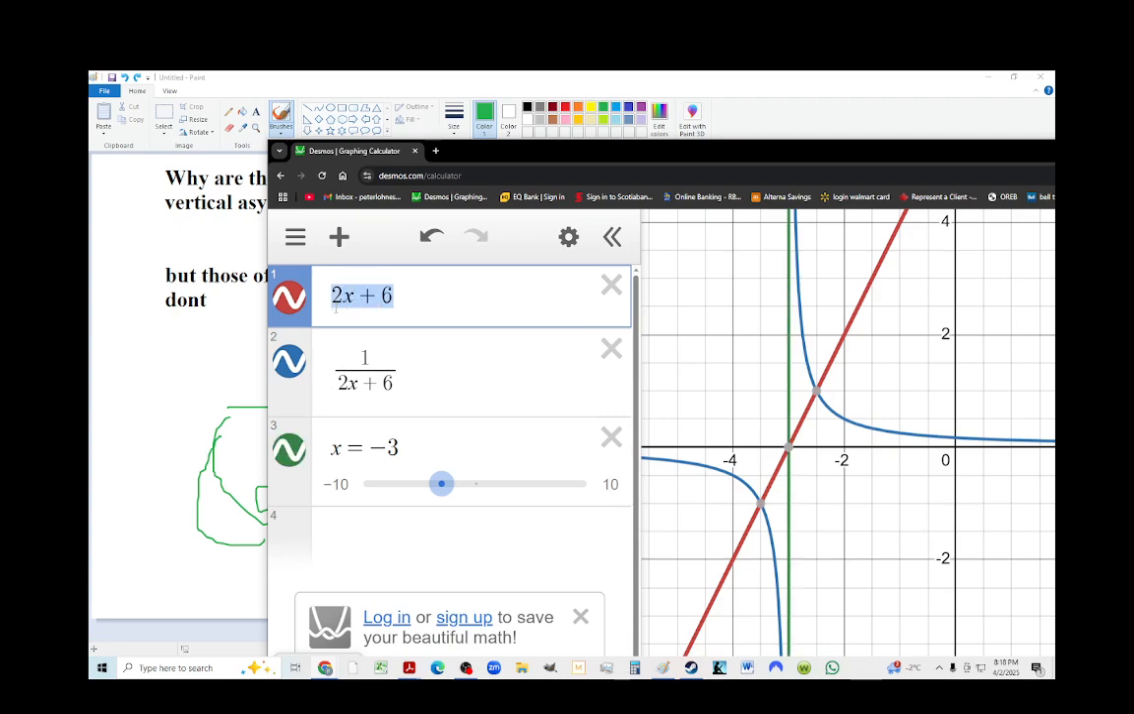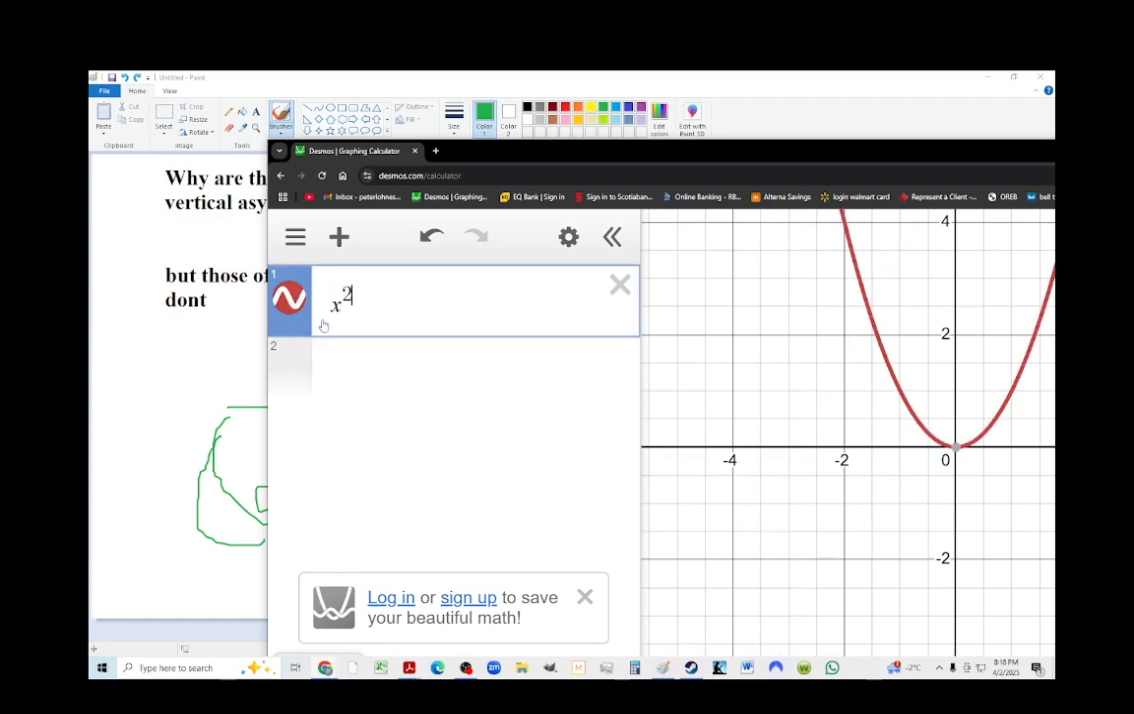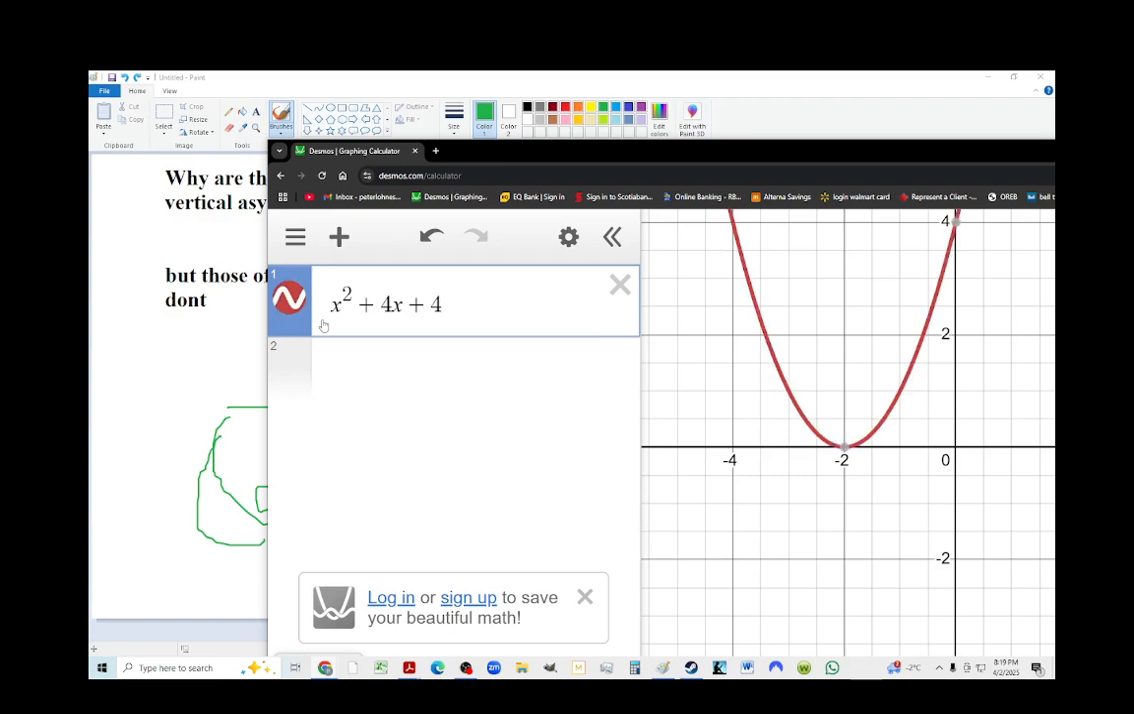So we can see wherever a line crosses the x-axis, that's where the asymptote is going to be created. Let's look at a quadratic that's above the x-axis. Let's try one where we can see it. There we go. This quadratic only has positive values of y.